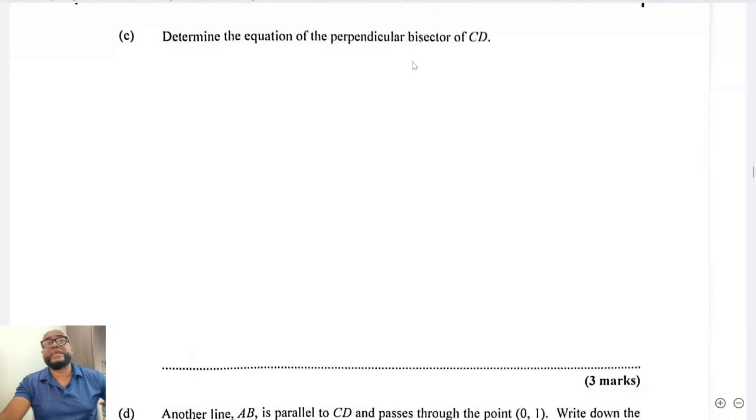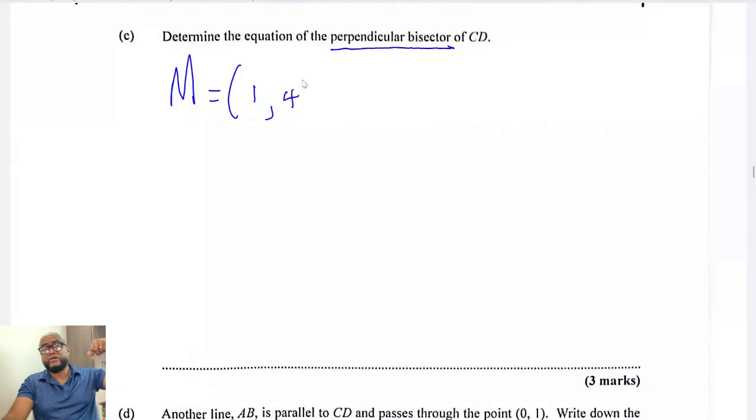Determine the equation of the perpendicular bisector. You remember what the word bisector means? It cuts through the midpoint. So we have a point on the line. What's the midpoint? 1, 4. The perpendicular bisector passes through that point. And if we want the gradient of the perpendicular bisector, we have to flip the original gradient.